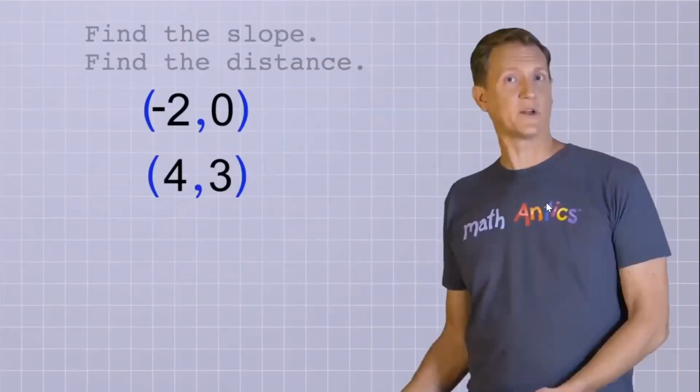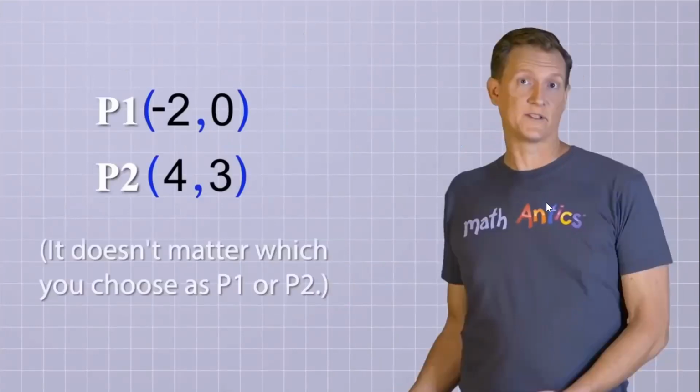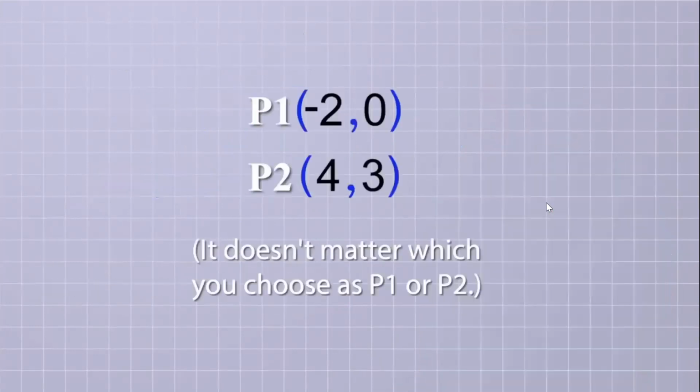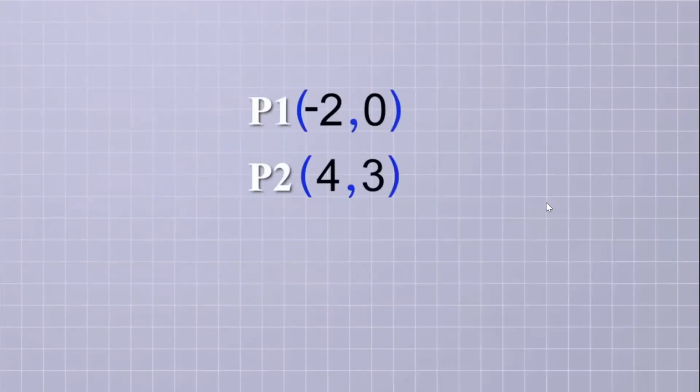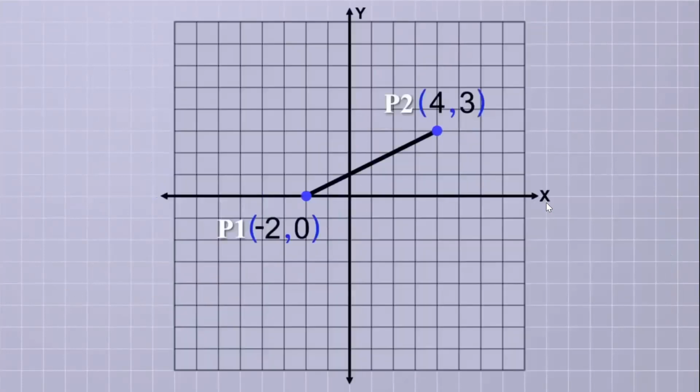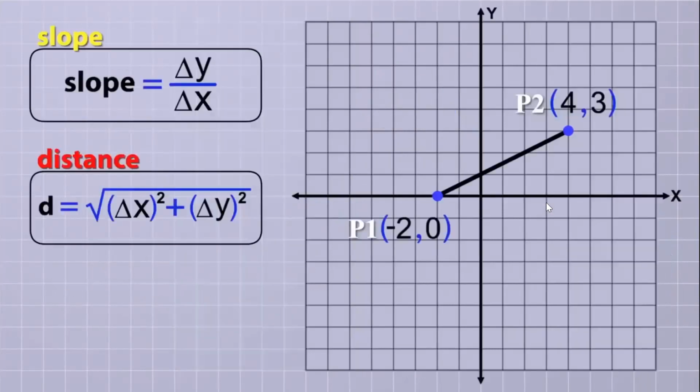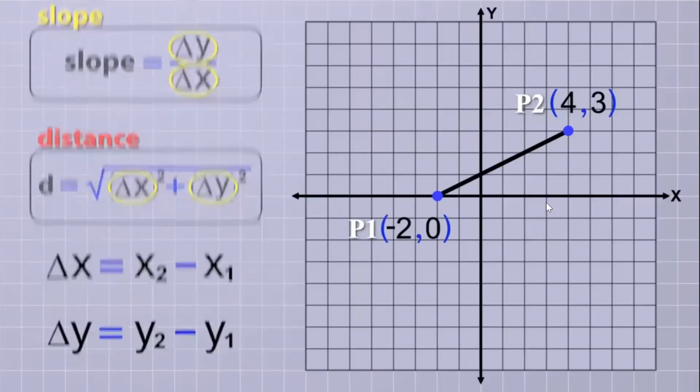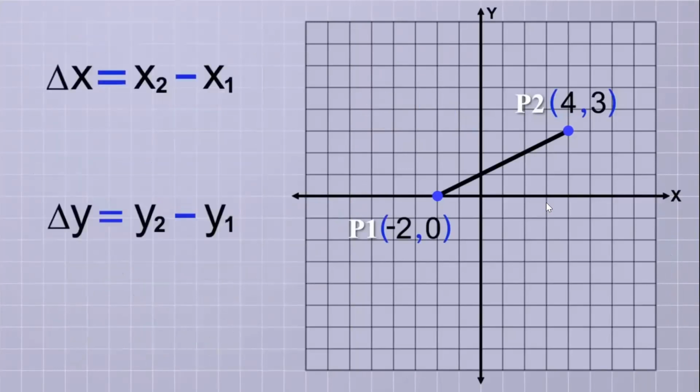The first thing we need to do is name the coordinates since they aren't named already. And even though it's not really necessary, if you're like me, you might want to draw a little sketch of the problem to help you visualize what's going on. The equations for slope and distance both use delta x and delta y. So let's calculate those values first. Delta x equals x2 minus x1. And in this problem, x2 equals 4 and x1 equals -2. So delta x equals 4 minus -2, which is just 6.